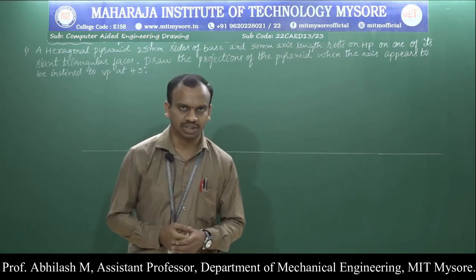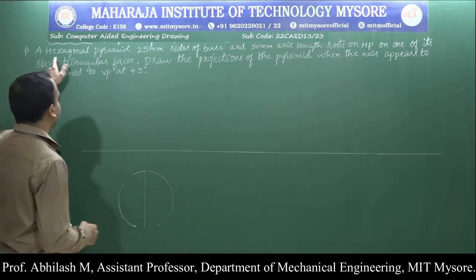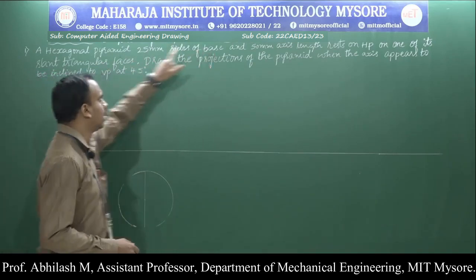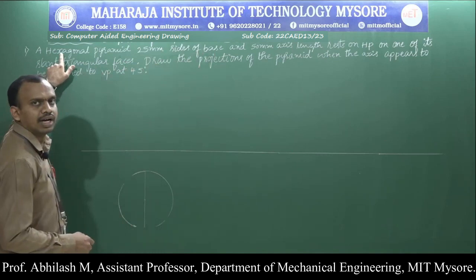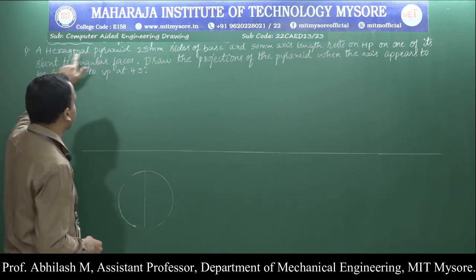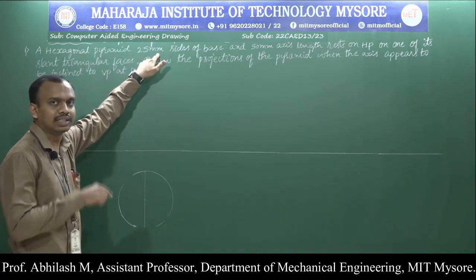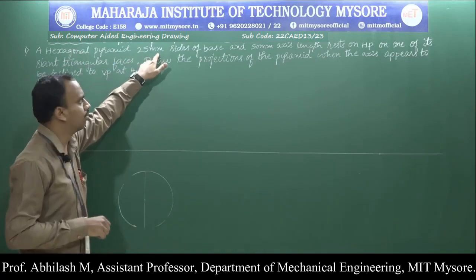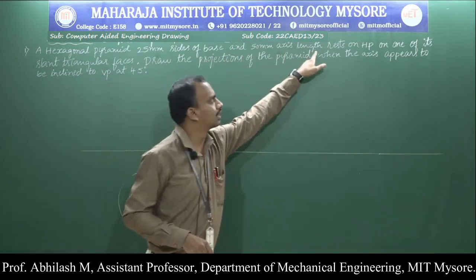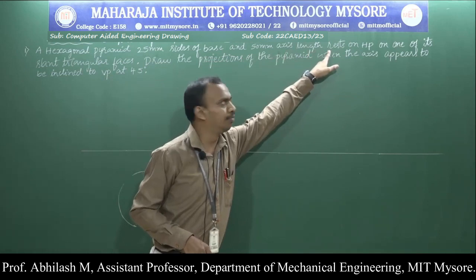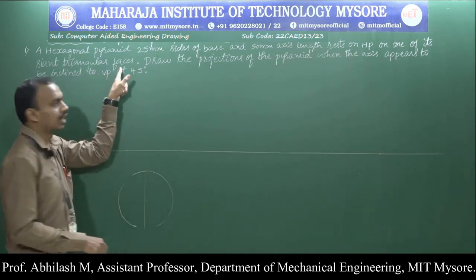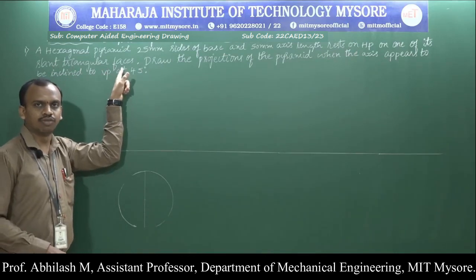So what is the new problem statement? The statement is: a hexagonal pyramid, 25 millimeter sides of base. Here it is a hexagonal pyramid. Hexagon has 6 sides, pentagon has 5 sides. So for the hexagonal pyramid, each side of the hexagon is 25 millimeter in the base, and the axis length is 50 millimeter. It rests on HP on one of its slant triangular faces, a new term for us.